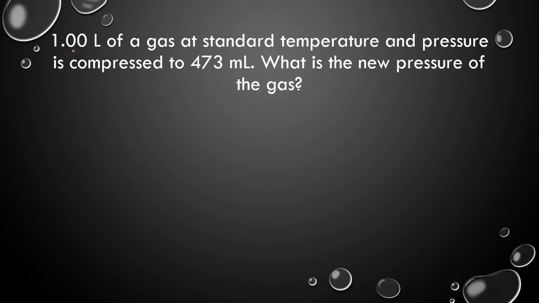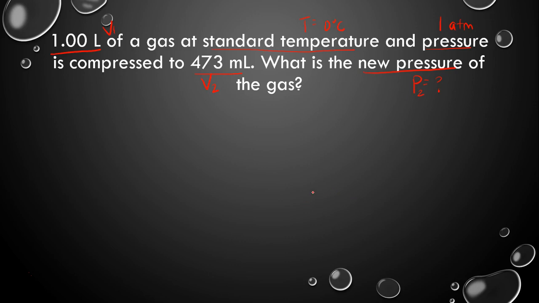One last problem. 1 liter of a gas, well, here's a volume. We'll call it V1, at standard temperature and pressure. So yet again, it's giving me things. Standard temp is 0 degrees Celsius, and standard pressure could be any of those things that I want to use. But I like the number 1. 1's easy, so let's make it 1 atmosphere. It's compressed to 473 milliliters. Well, this is a new volume. So they've got a liter of gas and they squish it down to 473 milliliters. What is the new pressure of the gas? So they're wanting us to find P2.